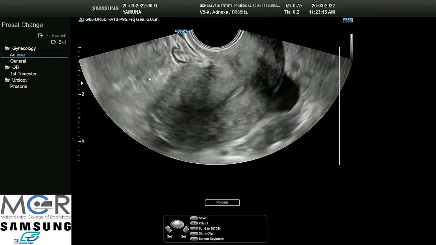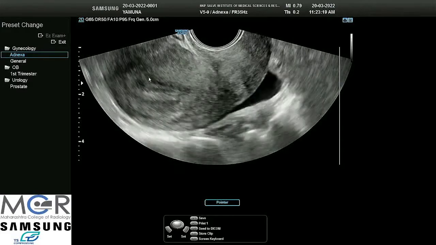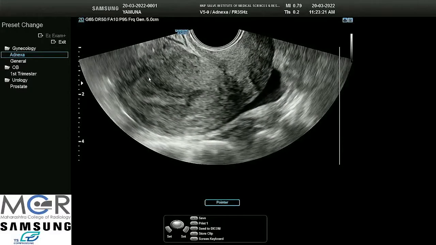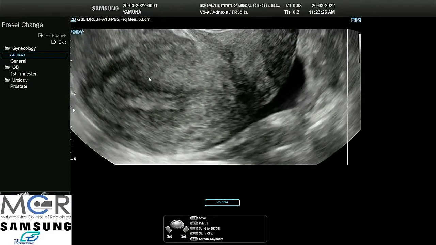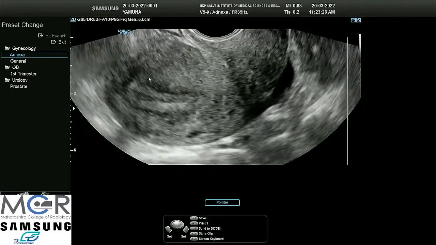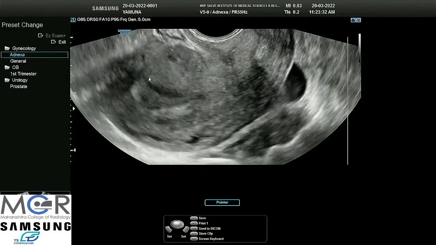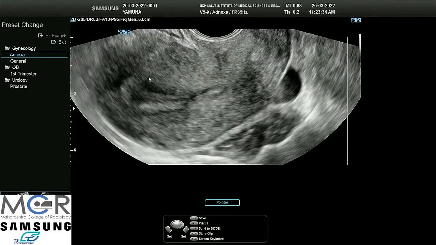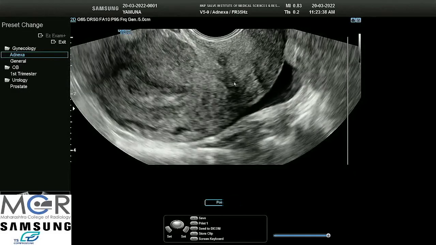So again we took this in the long axis and the focus point we will shift a little, and increase our image size so that most of the screen is covered by the image we are interested in. And now we can take the endometrial measurement.